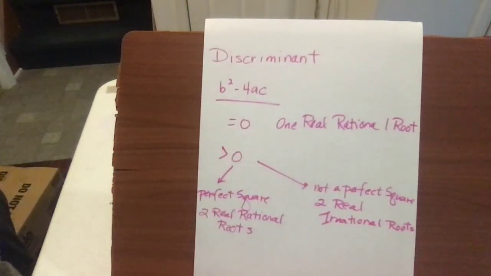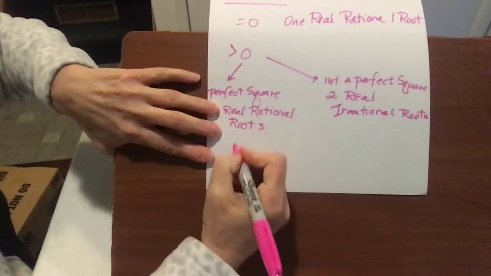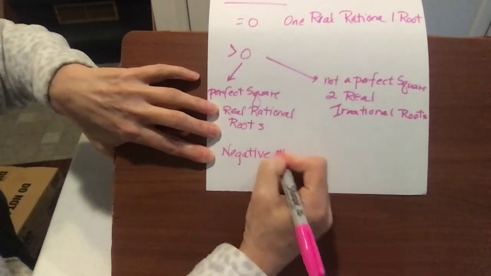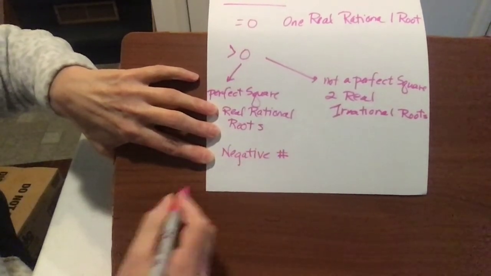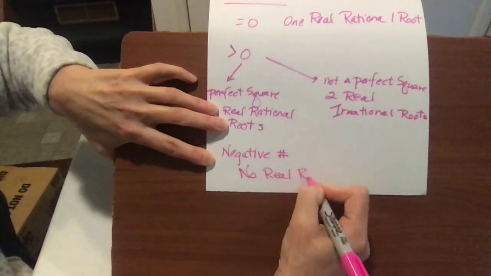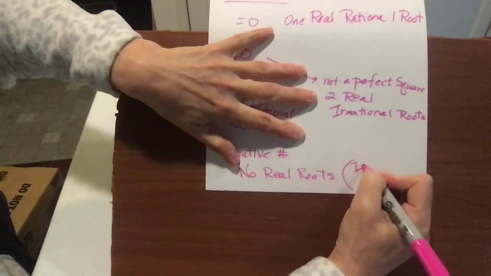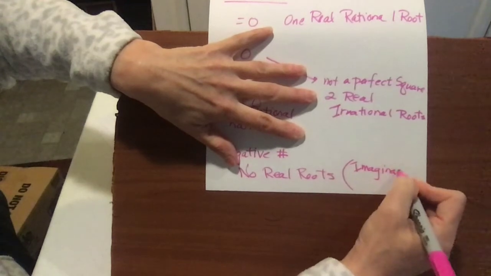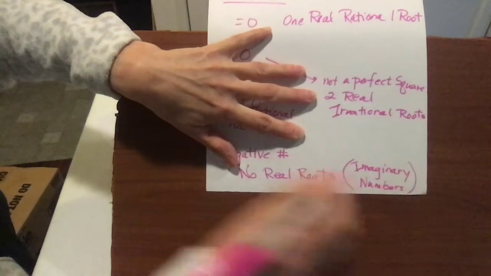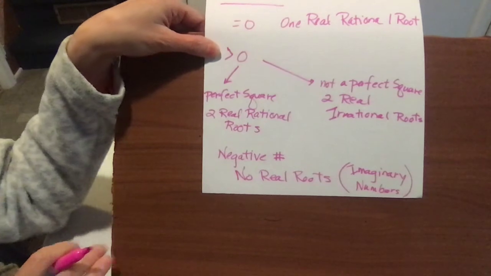Okay? And if it is a negative number, those are the three things that can happen for your discriminant. If it's a negative number, you have no real roots. What this means is it is an imaginary number, and we're not going to be doing that this year, but you will in Algebra 2, so you know that they exist. It's kind of ironic that imaginary numbers exist. Okay, so that sums up the discriminant.